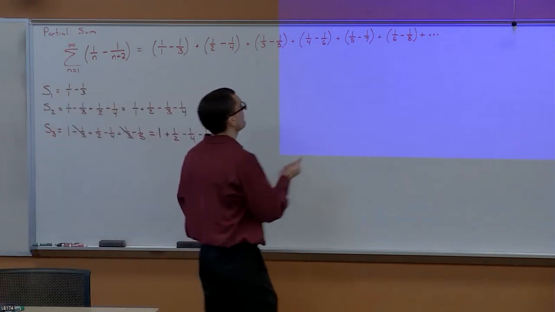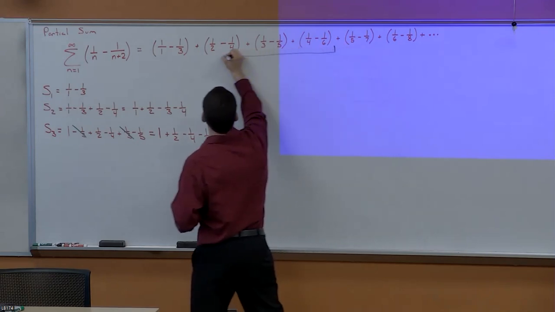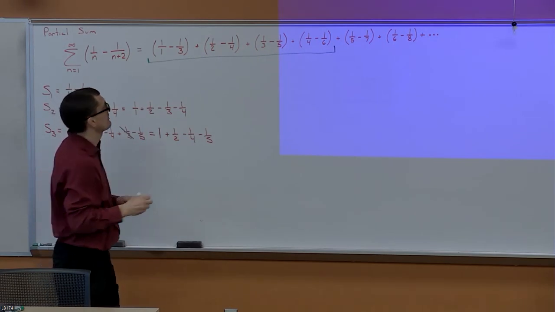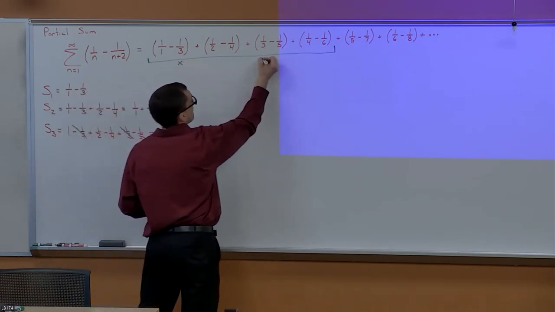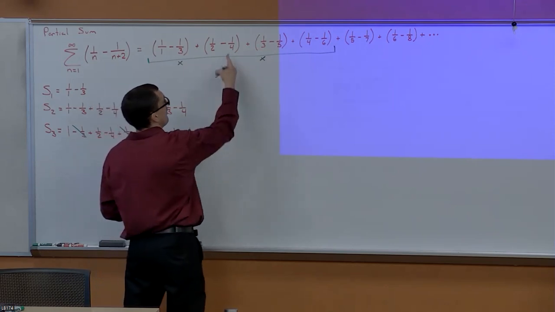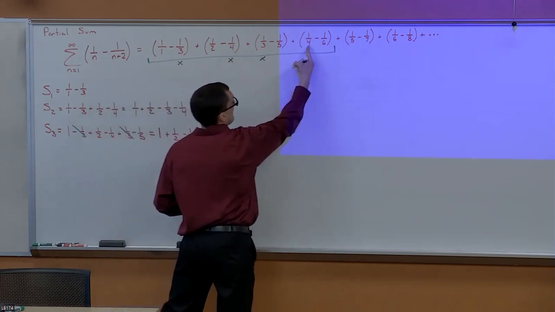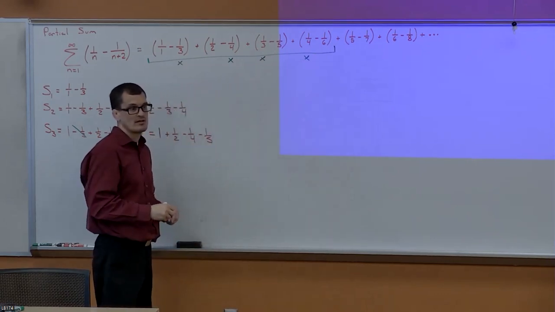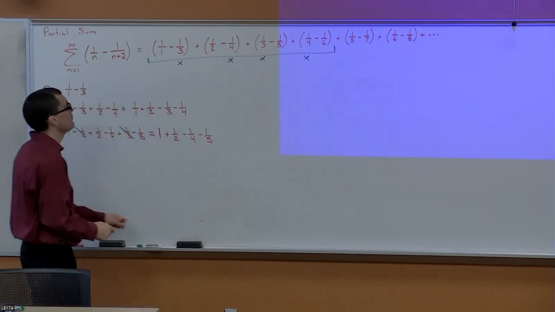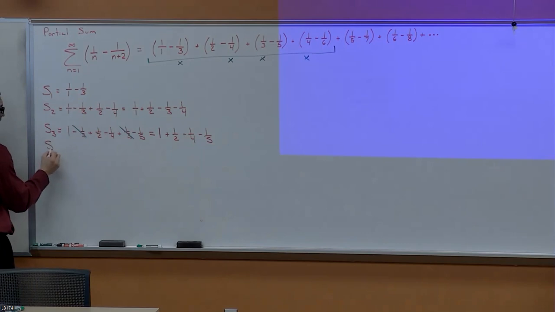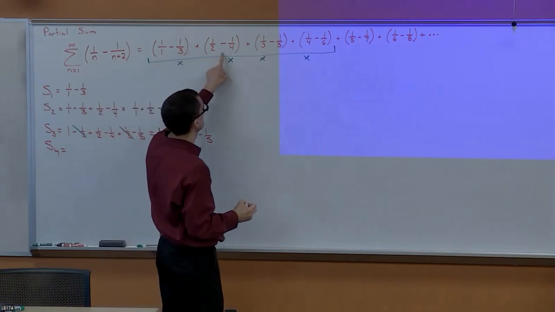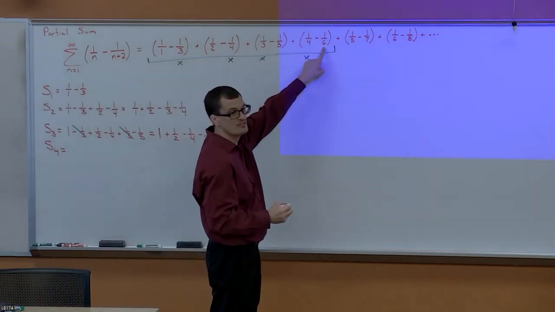Now, when you include up to four terms, this one third cancels out with this, this negative one third cancels out with this positive one third. But then also this negative one fourth is going to cancel out with this positive one fourth. See that? And when you take the sum of the first four terms, now I have one plus a half minus a fifth minus a sixth.